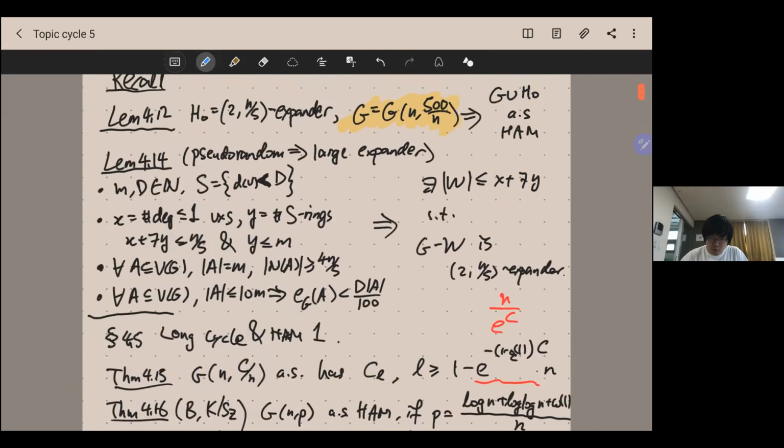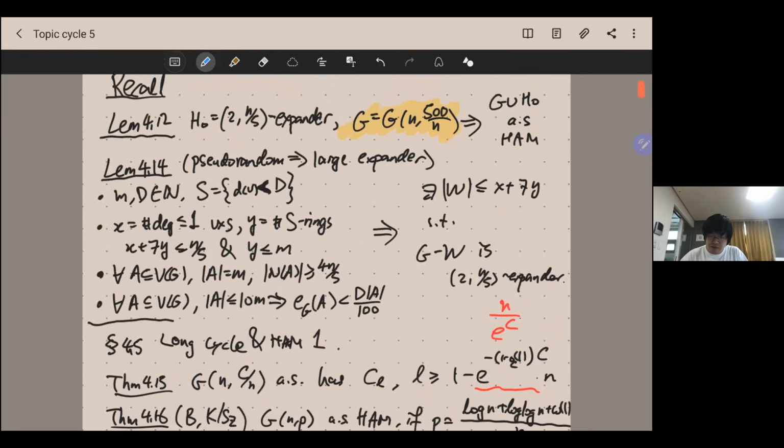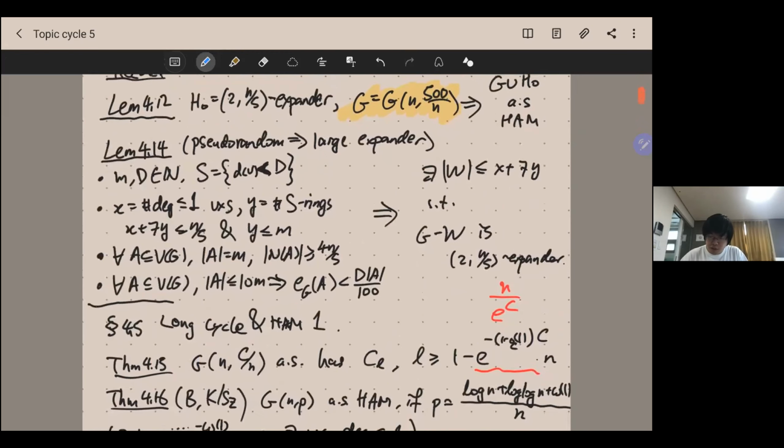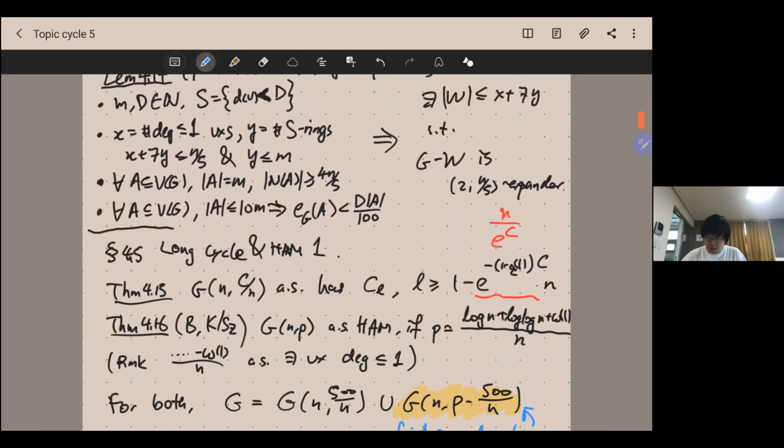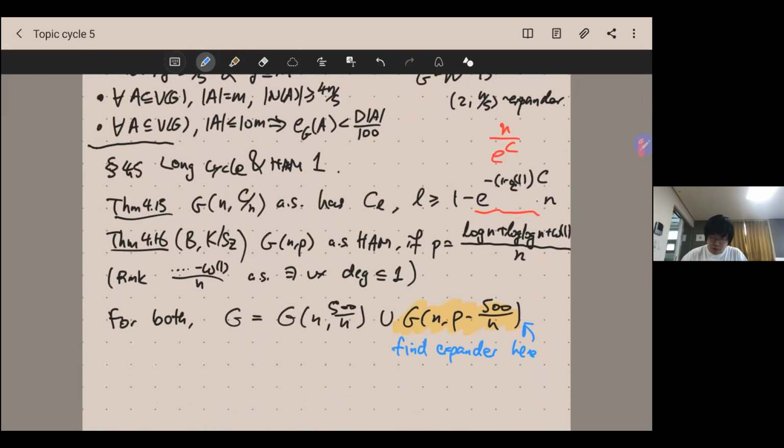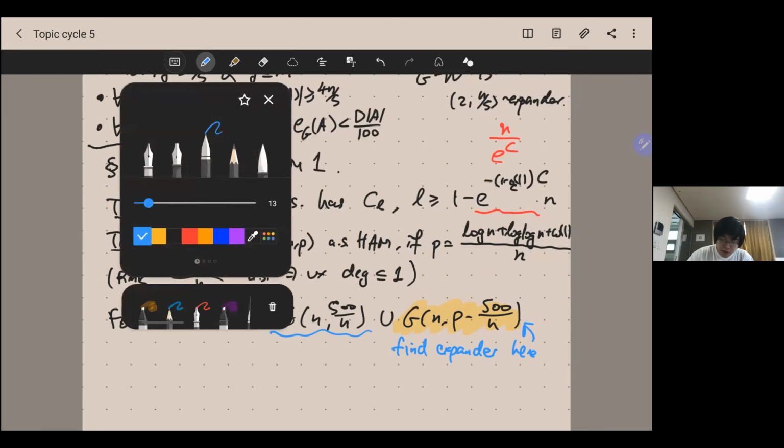Using lemma 414, if we can find a large expander, then lemma 412 tells us that with this sprinkling here, we can get a long cycle.